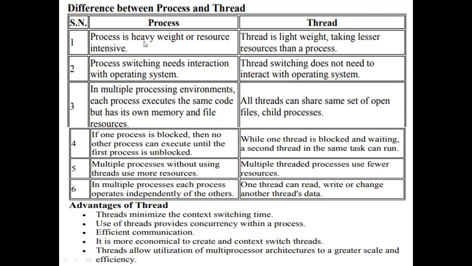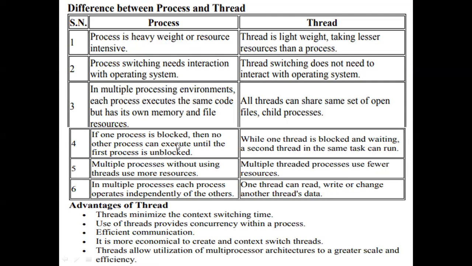The process is called heavyweight or resource intensive, and a thread is lightweight, taking a lesser amount of resources than a process. Process switching needs interaction with the operating system. Thread switching does not need to interact with the operating system. In multiprocessing environments, each process executes the same code, but has its own memory and file resources. All threads can share the same set of open files and child processes.